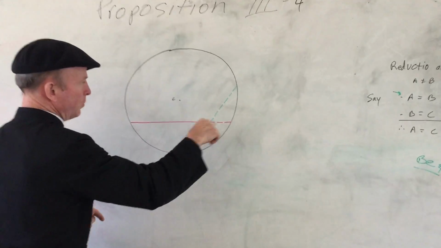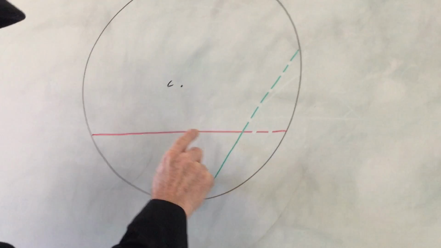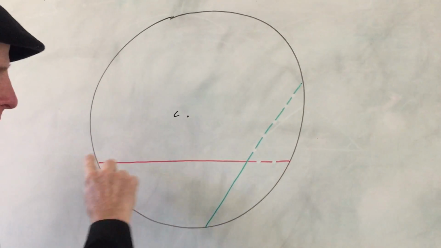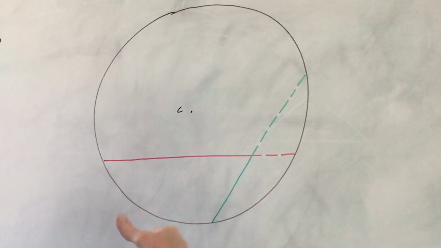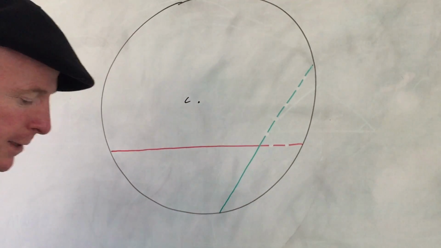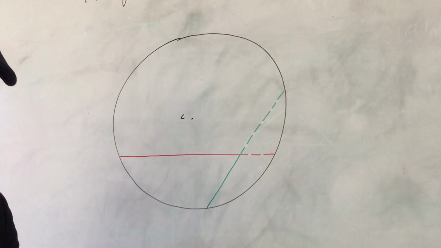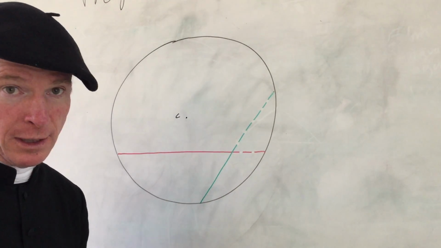Here are two lines cutting one another. I say that it's impossible for this line to be bisected here and here, and this line to be bisected here and here. Maybe one has been bisected, but they're both not bisected. How can we know that? Okay, let's go by way of reductio ad absurdum. Let's say they do bisect one another.